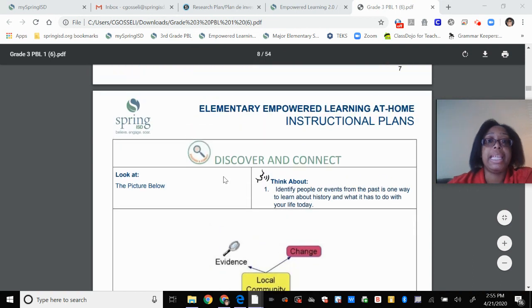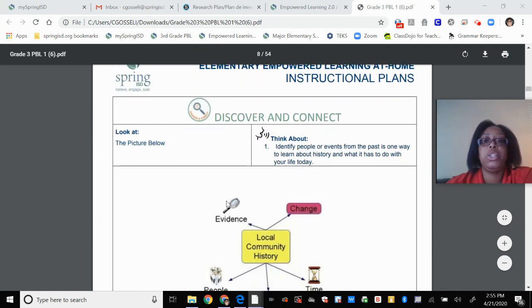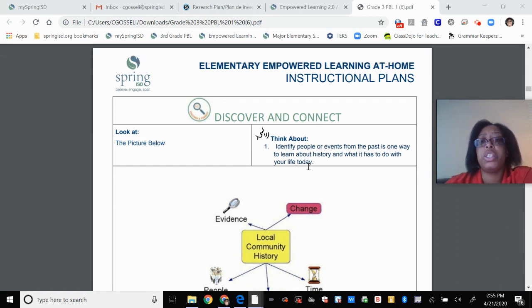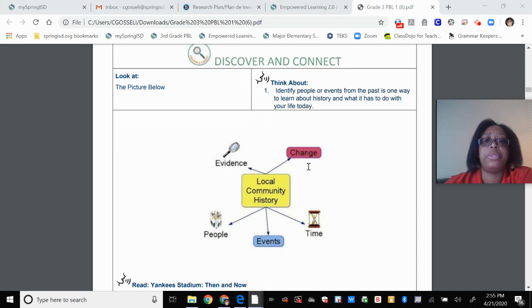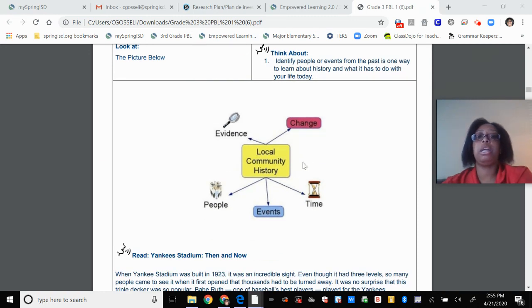So in page 8, it says discover and connect. So we're going to look at this picture below. And it says, think about this. Identifying people or events from the past is one way to learn about history and what it has to do with your life today. So when we think about change, we think about how things change over time, how it might change people, how events change people, and how it might change a community.